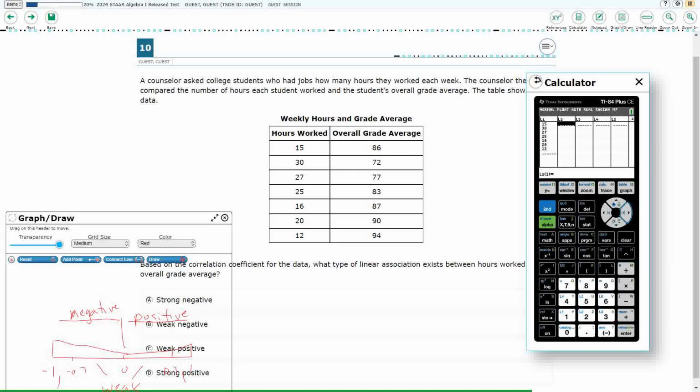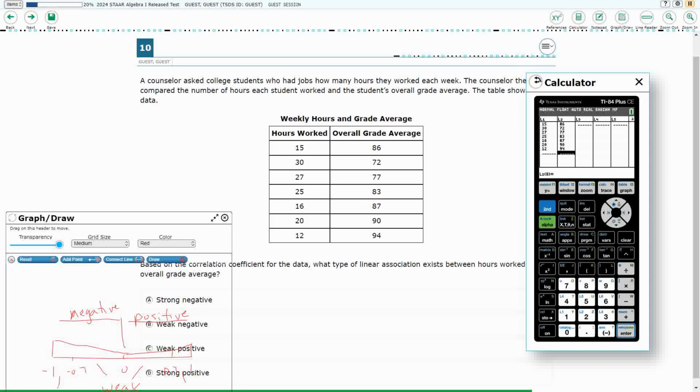All right, so let's go over here to L2. 15 is across from 86. 30 is across from 72. 27 is across from 77. 25 is from 83. 16 is across from 87. 20 is across from 90. Wow. And then 12 is 94.